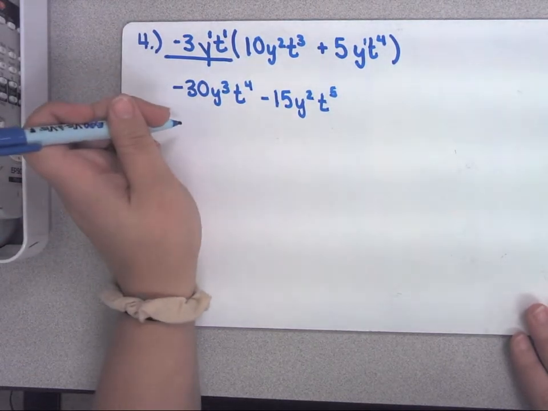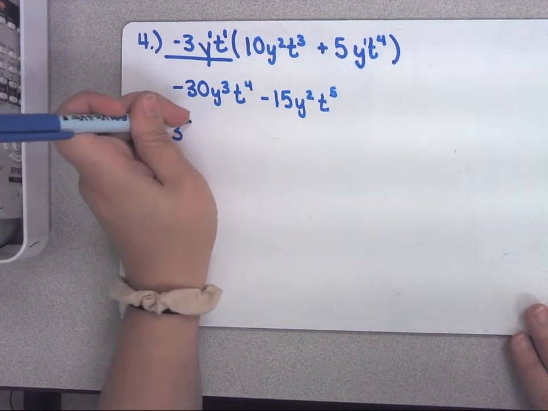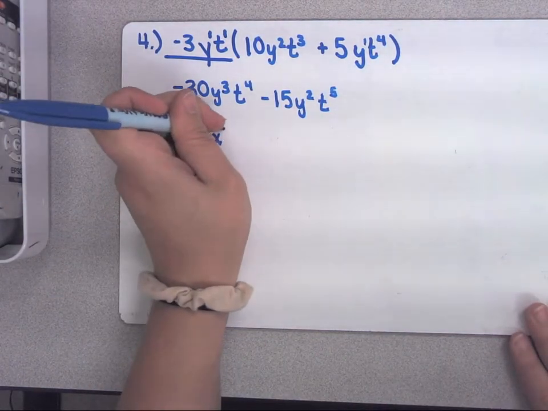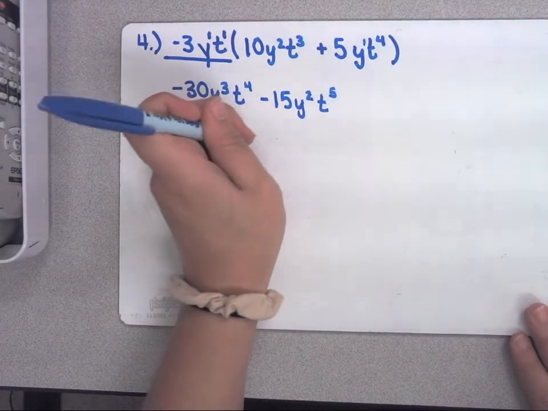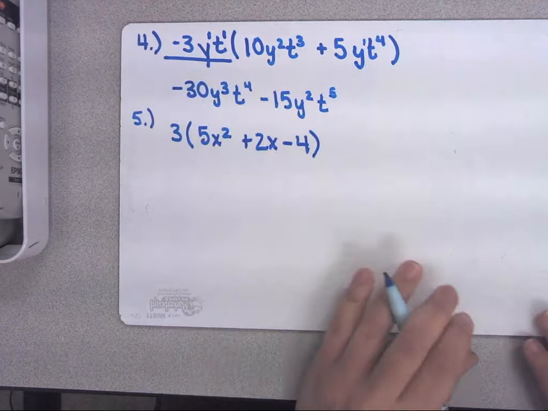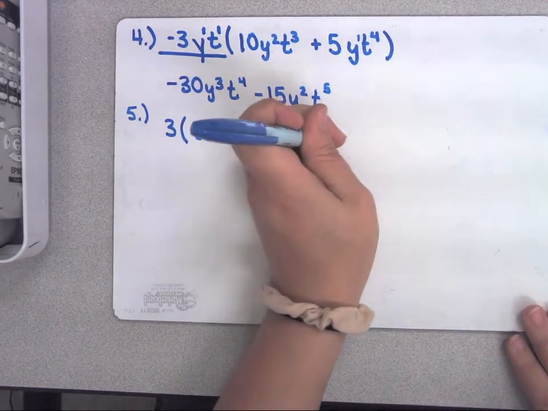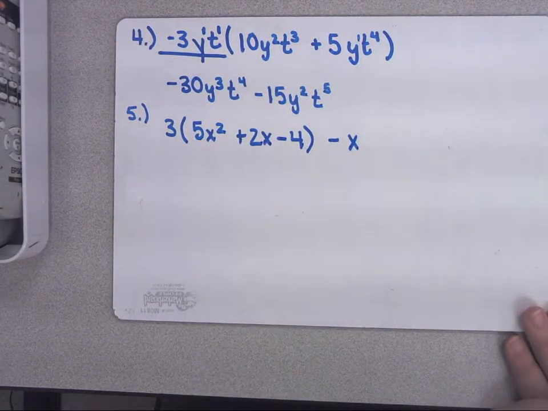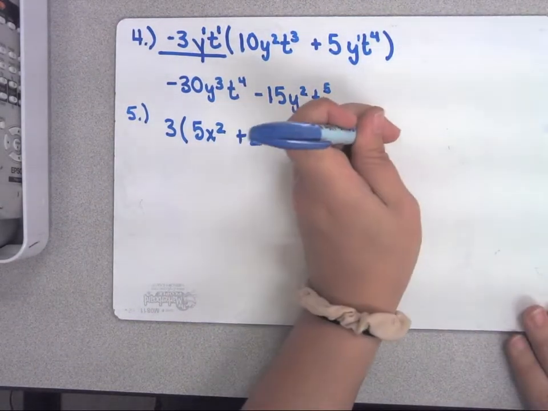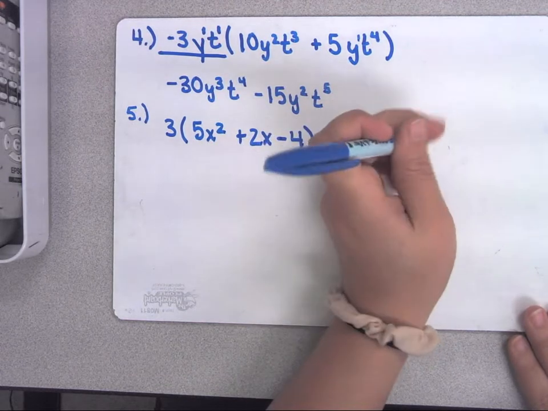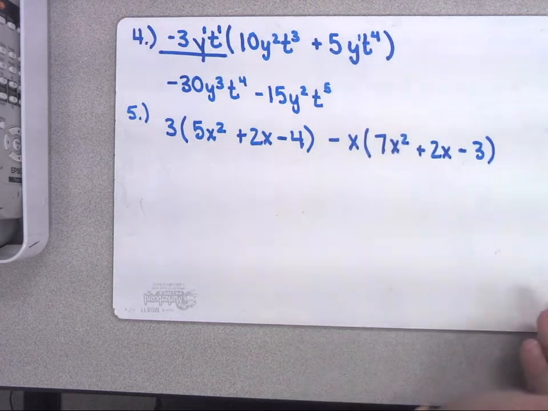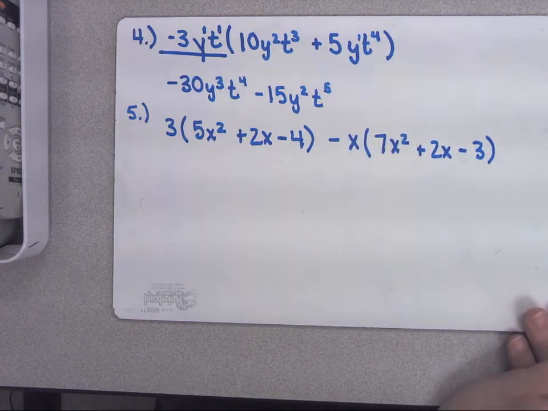It just looks different. So how about 3 parentheses 5x squared plus 2x minus 4, close your parentheses, minus x, parentheses, 7x squared plus 2x minus 3. It's just taking what we did last time and what we did this time and mixing it together.